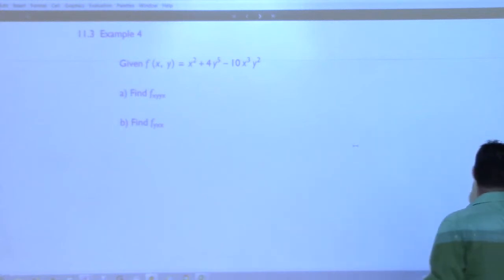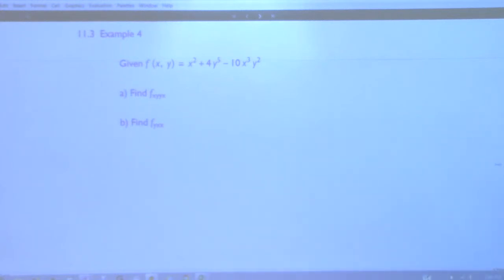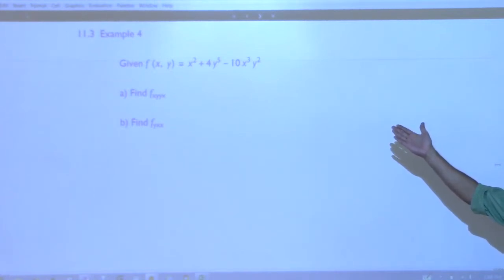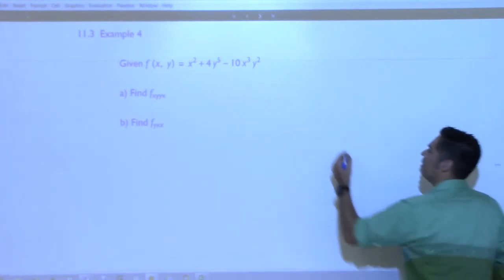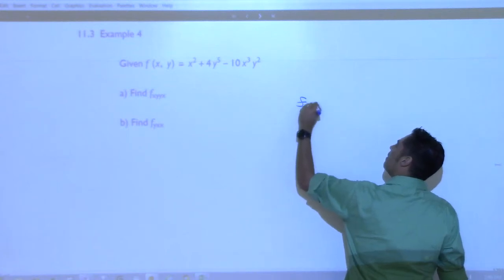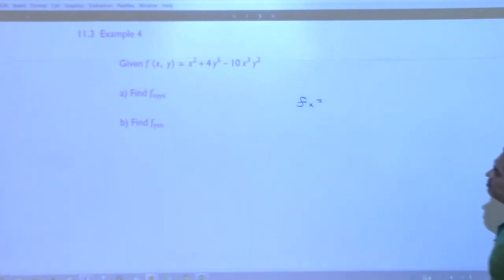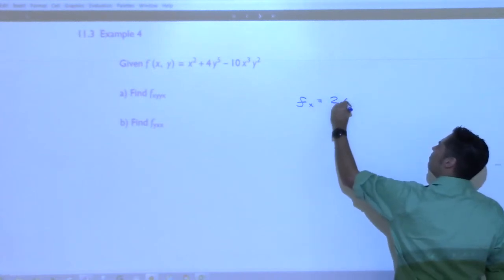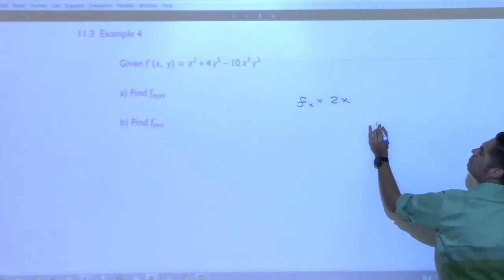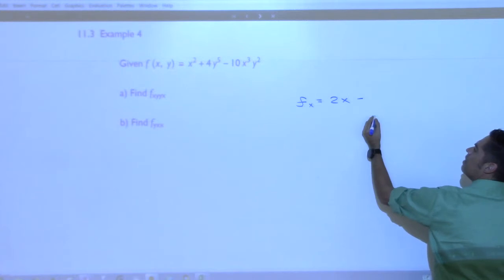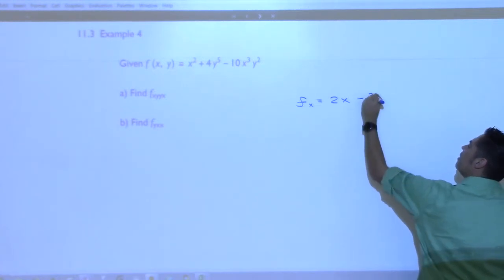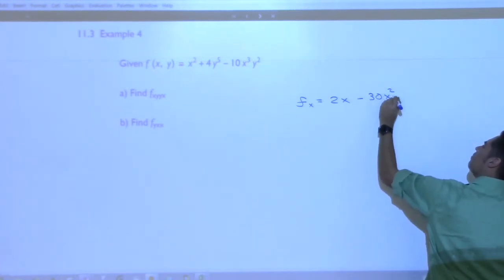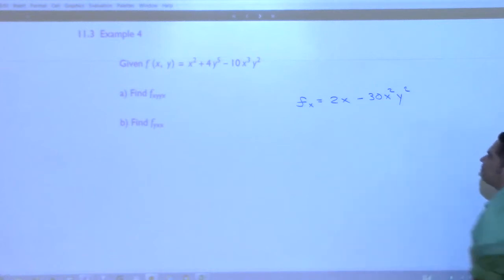Let's try that first one, part A. This is going to be a pretty easy one because it's a nice polynomial. So polynomials are always easy to take partial derivatives of. So what is f with respect to x? Partial of f with respect to x. 2x, is this the same problem? Is that the same one? Yeah, minus what? 30x squared y squared, right? So that's your partial with respect to x.